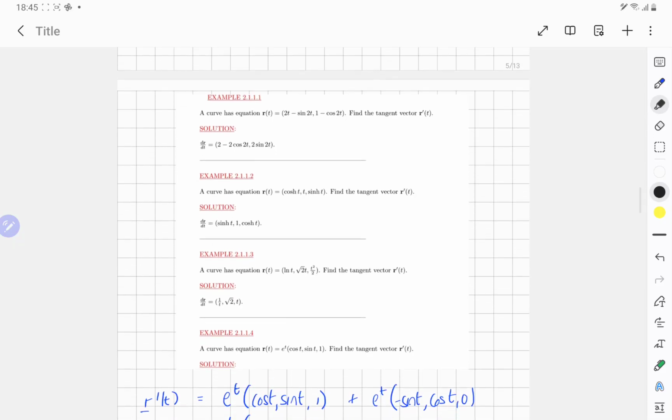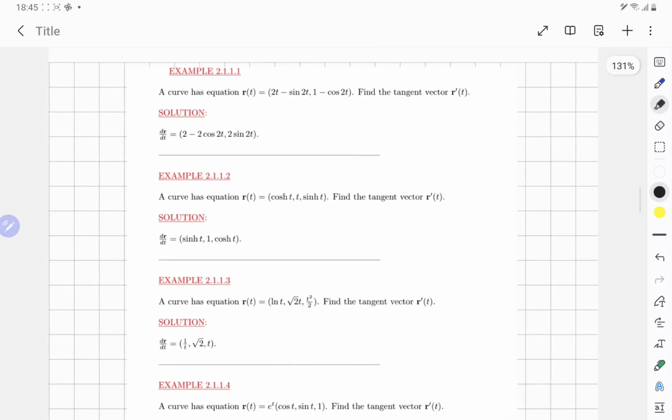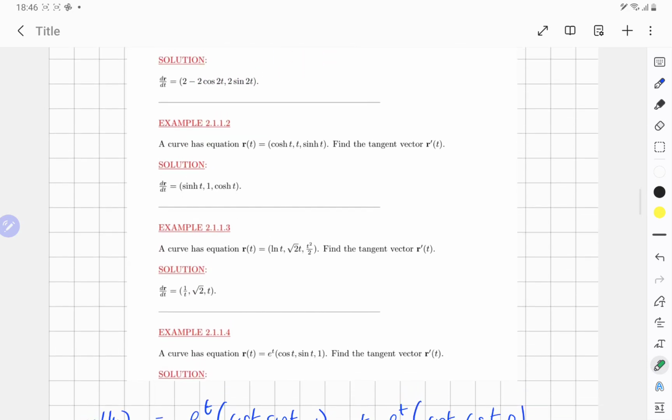Now, let's start with the questions. First, we're going to do vector differentiation. Now, I'm not going to waste time on the easy ones. If you have a curve that is represented by a vector, you can see it's in 2D, and they say find the tangent vector, you will just derive component-wise. Derive this part to get that, derive second part. So I'm not going to waste time with these.